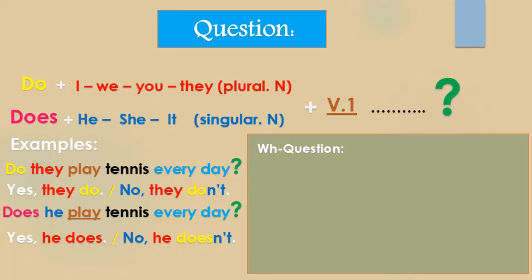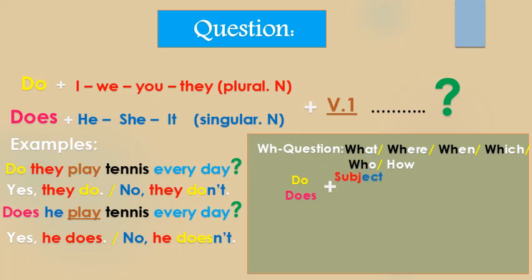Now let's move to the WH question. So here we add what, where, when, which, who, or how. So here we have the same form, do or does, plus subject. According to the subject, singular or plural, plus verb 1, and we complete the sentence and we add the question mark. Just here we add the WH question word at the beginning.